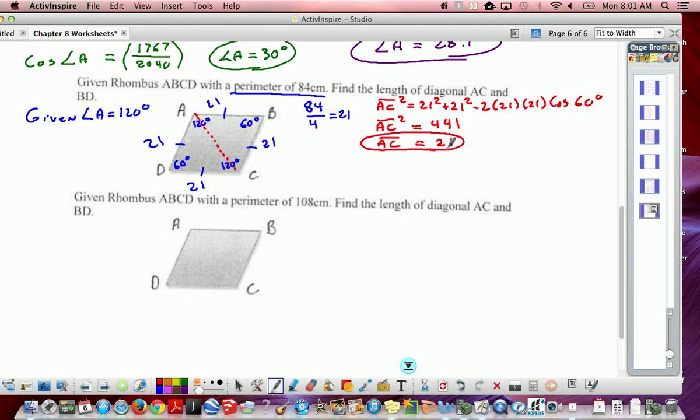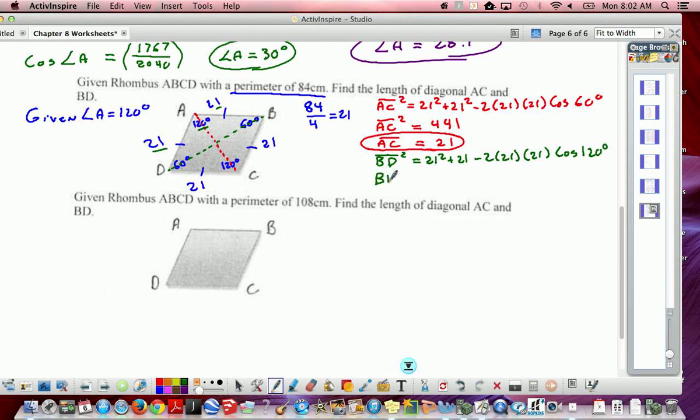Now, to find the other one, we want to find BD. Well, if BD is 120 degrees, notice how you have side, angle, side with the big triangle there. So BD squared will equal the same exact setup, only one thing changes. Instead of cosine of 60, we're plugging in cosine of 120.